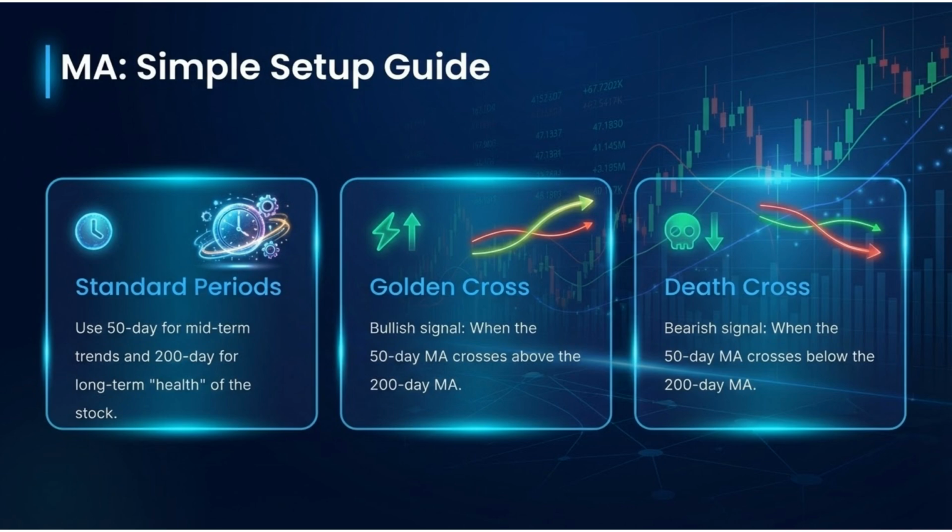For a simple setup, use the 50-day MA for midterm trends and the 200-day MA for long-term health. Look for the golden cross as a bullish signal and the death cross as a bearish signal.